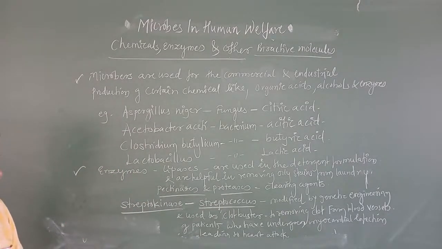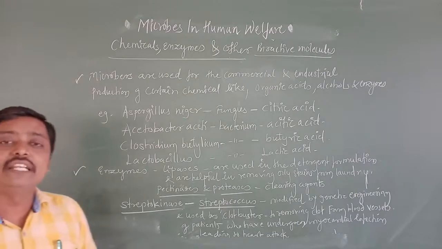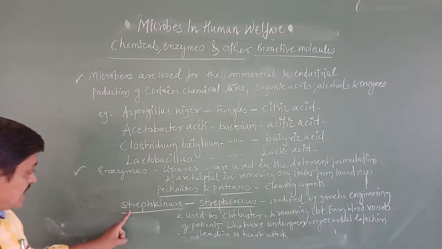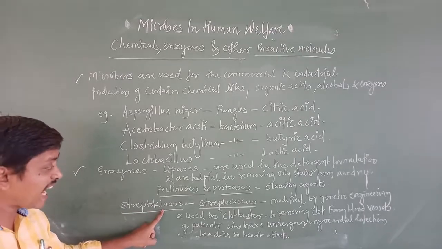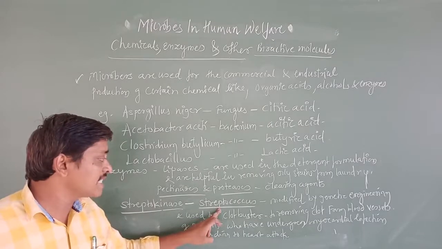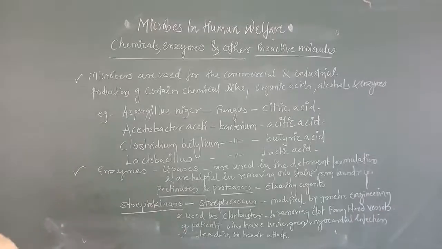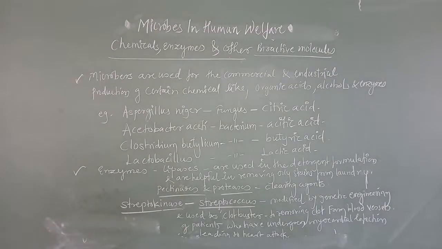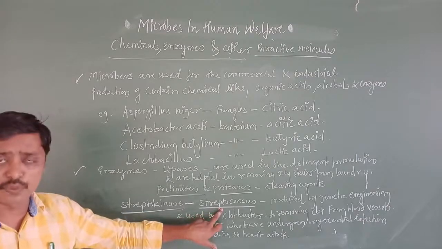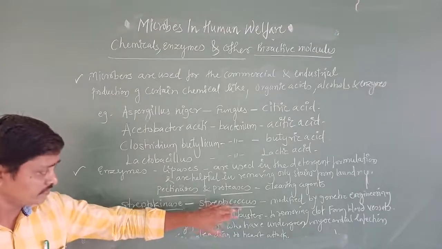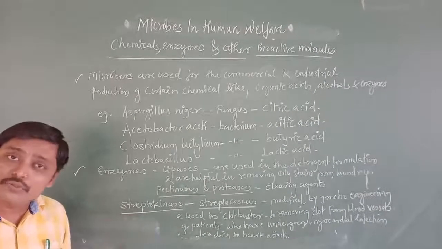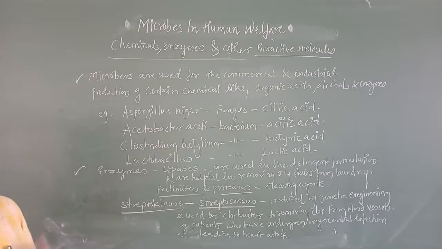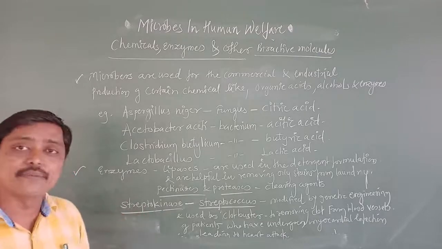Now, another very important enzyme is named streptokinase. The enzyme streptokinase is produced by Streptococcus. Streptococcus is a bacterium. From the Streptococcus bacterium, the streptokinase enzyme is produced. And what is the importance of this streptokinase enzyme?